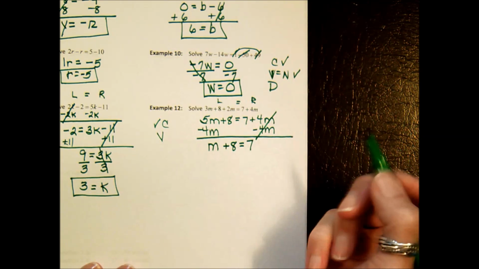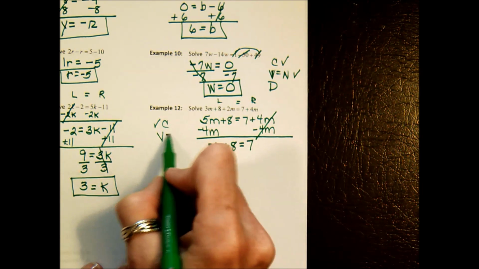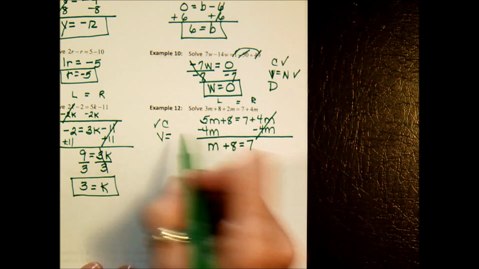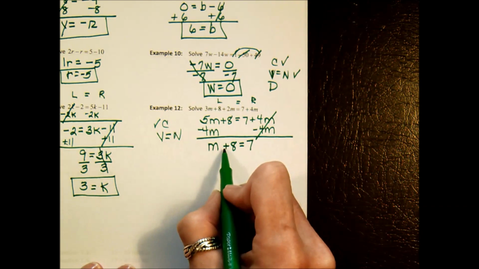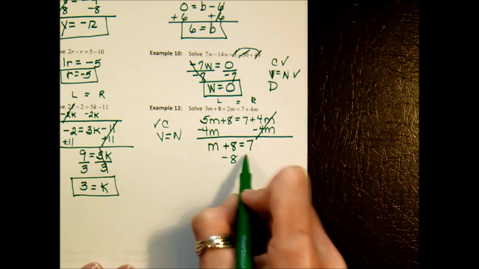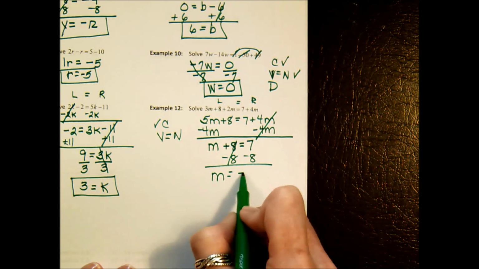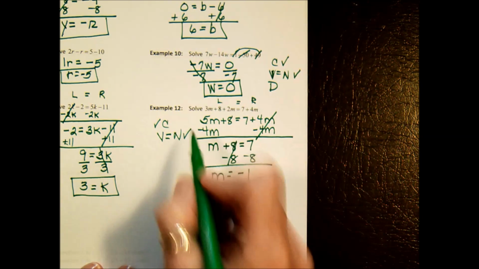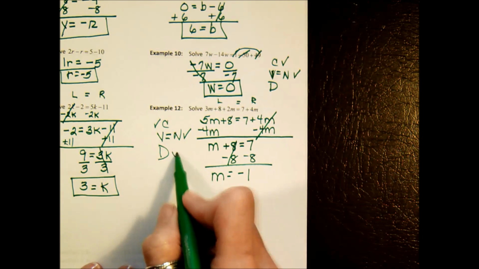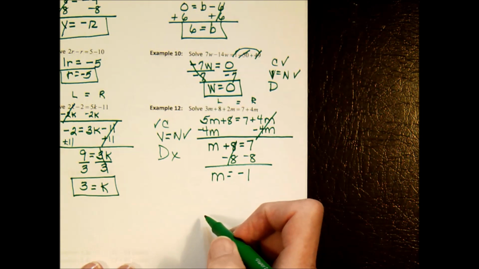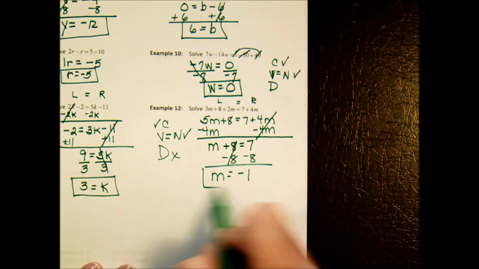So the variables are together. Now I have to get the numbers on the other side. So to undo that plus 8, I do minus 8. And I get m equals -1. Do I need to divide? No, because there's nothing that the m has been multiplied by other than a 1. So you have it finished.